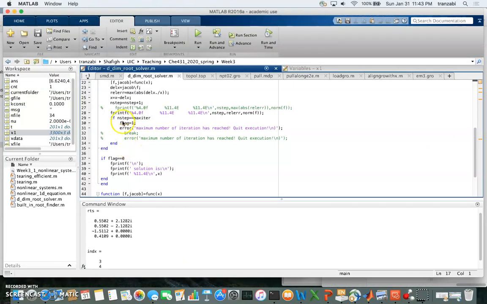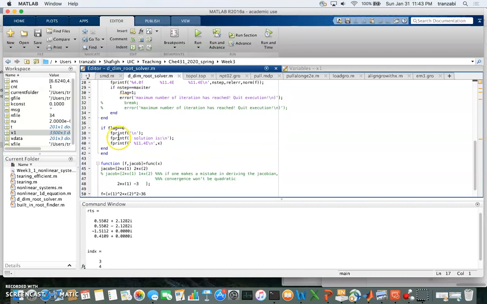And then we're going to check the maximum number of iterations. If n step is equal to the maximum number of iterations, that means we already hit the maximum. We have to quit, and we set the flag to 1. And if we don't meet this condition, that means we didn't hit the maximum number of iterations, and flag will be 0 by the time we come out of this while loop. So flag 0 means the solution is found. We print the solution with this format, and that is it.